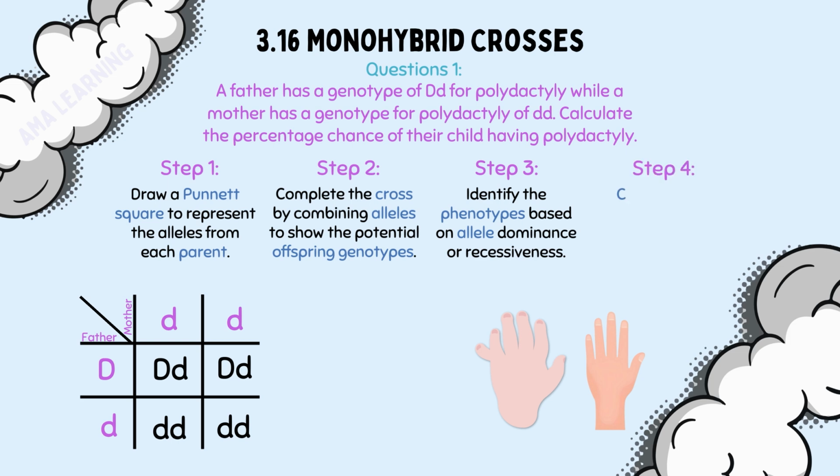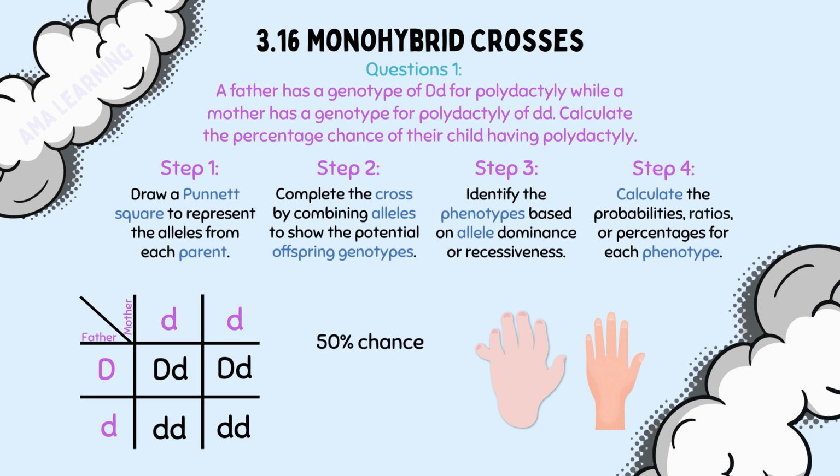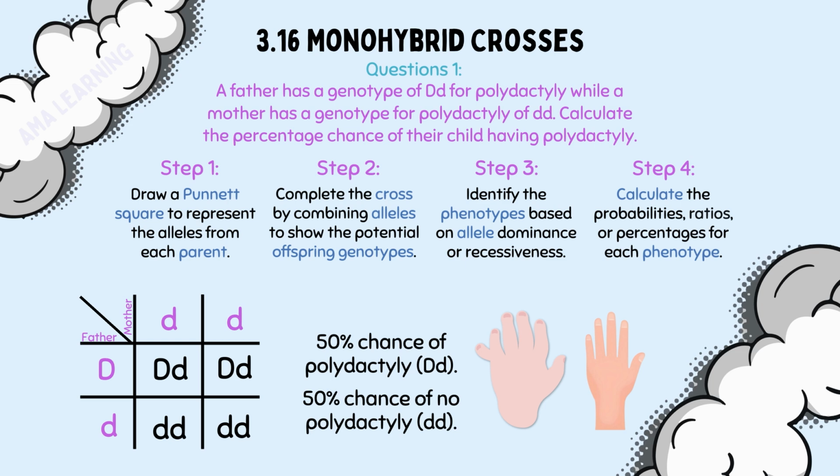Step 4. Calculate the probabilities, ratios, or percentages for each phenotype. This means there is a 50% chance of polydactyly, capital D and lowercase d, and a 50% chance of no polydactyly, two lowercase d's. Monohybrid crosses help us analyze the inheritance of traits using tools like Punnett squares. By calculating probabilities and ratios, we can predict the likelihood of traits being passed to the next generation.